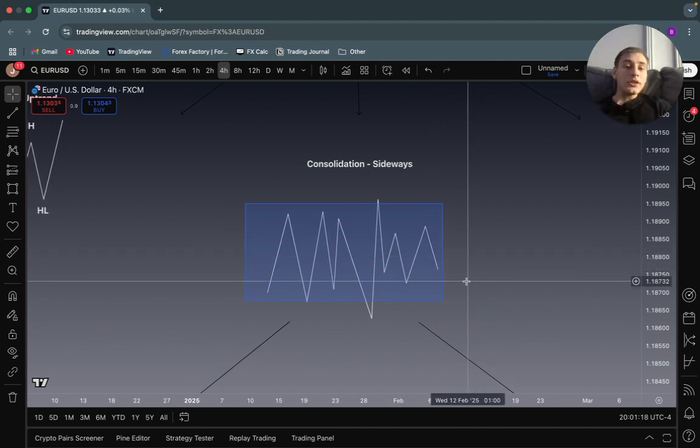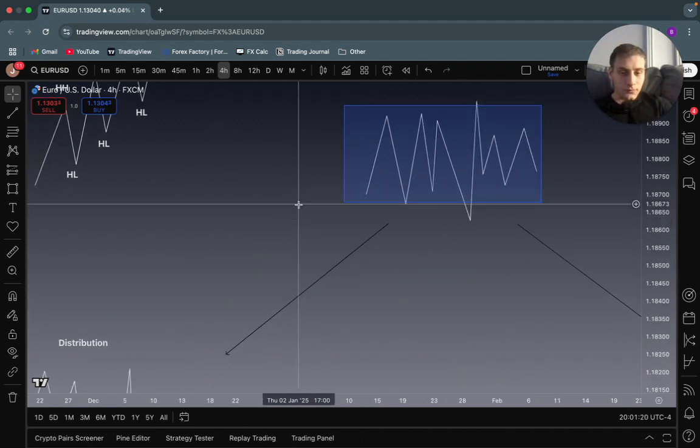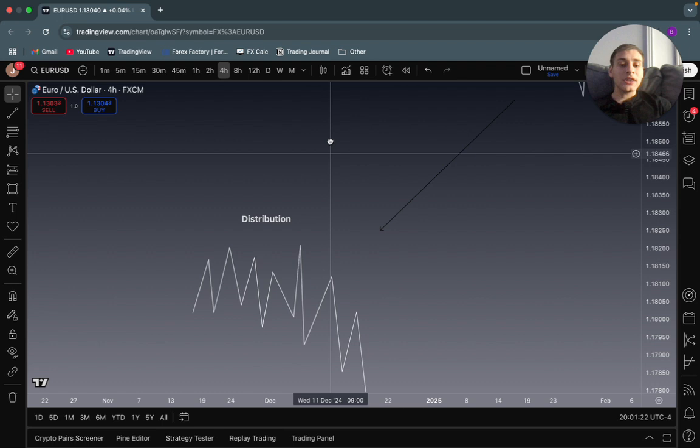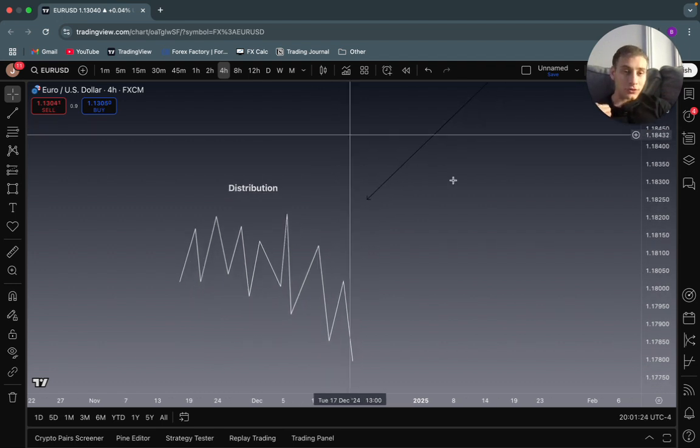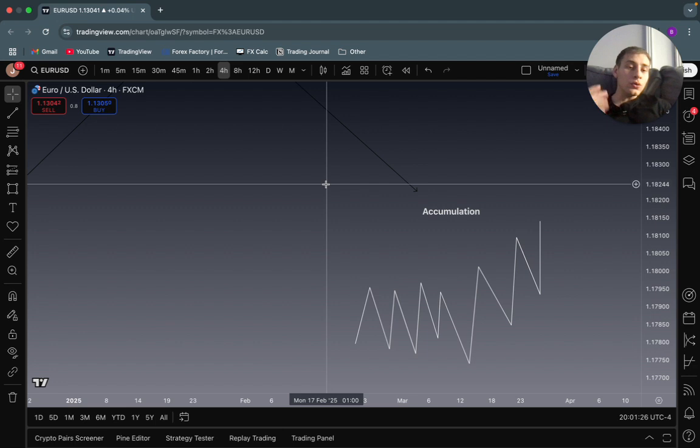So now with consolidations, there are also things known as a distribution and an accumulation.